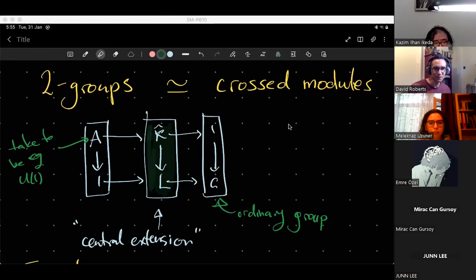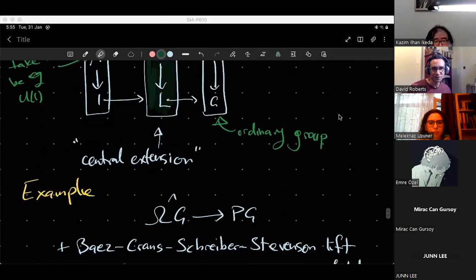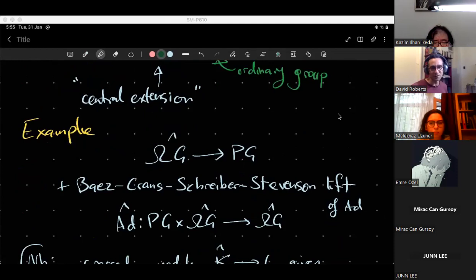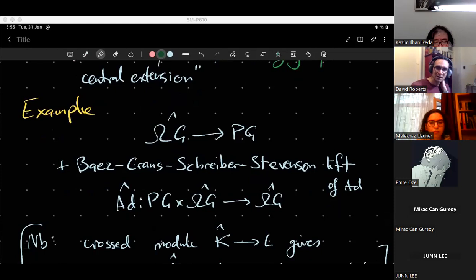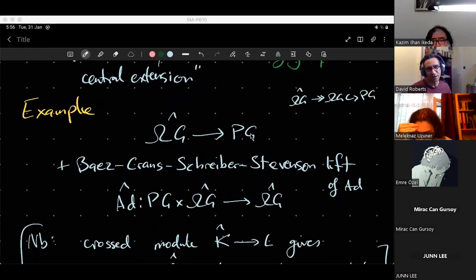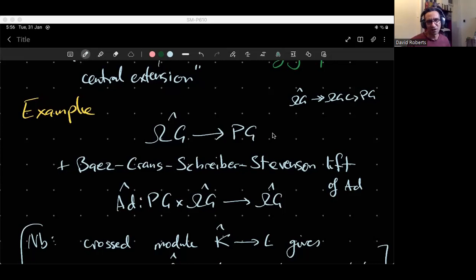So we need an example of a non-trivial crossed module. It turns out my favorite example, the bundle joke from before, also carries the structure of a crossed module. The map sends the central extension of the loop group, Omega G hat, onto Omega G, and then it's included into PG. That's a central extension, which is then normal inside the space of paths. The pointwise conjugation action of paths on loops was lifted up to Omega G hat by Baez, Bunk, Schreiber, and Stevenson. And again, it's not that they proved there exists a lift; they write down a formula for it.